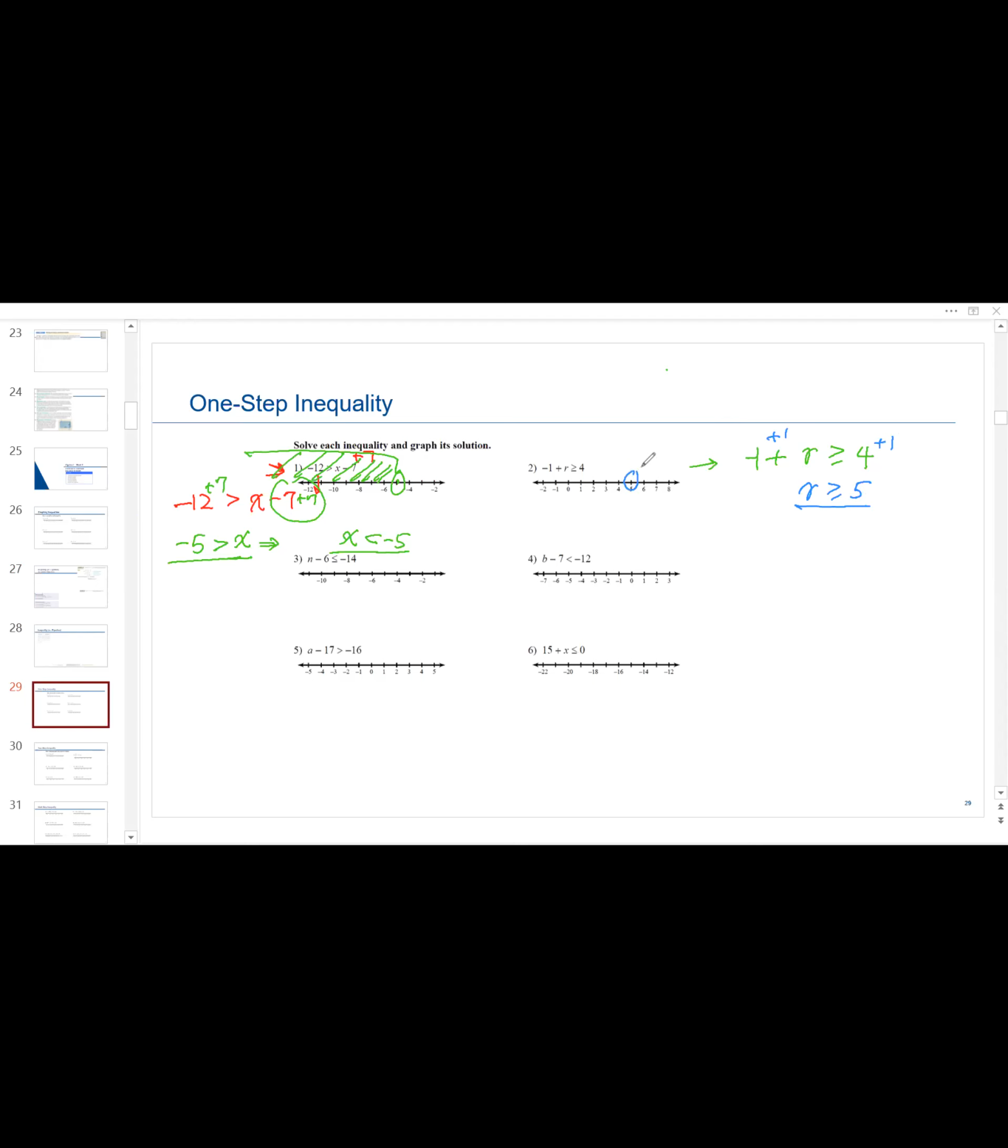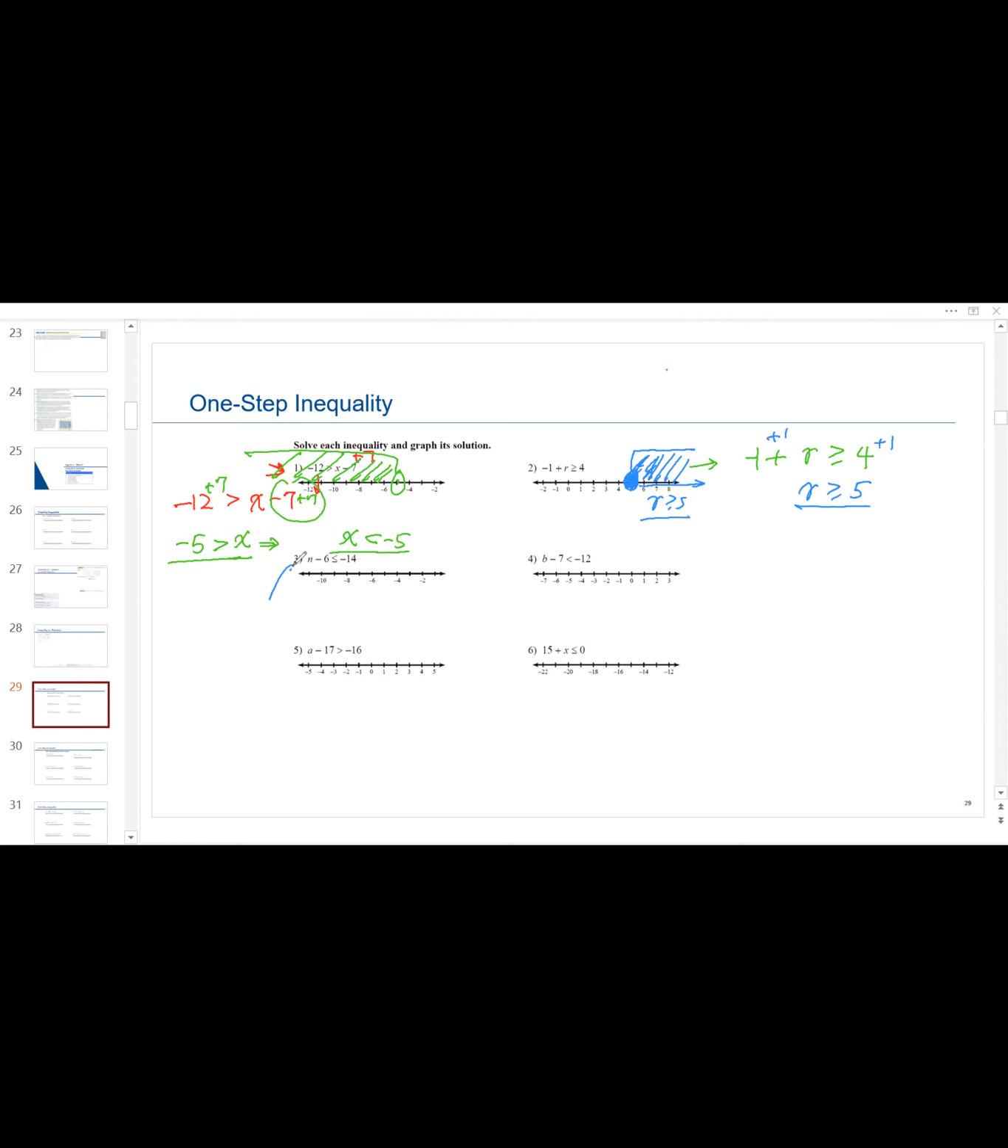Positive 5 is right here. Greater is the right part. They include this one, so we make this filled. So r greater or equal than 5 is any number in this area, right? From this to here, that makes this inequality make sense.